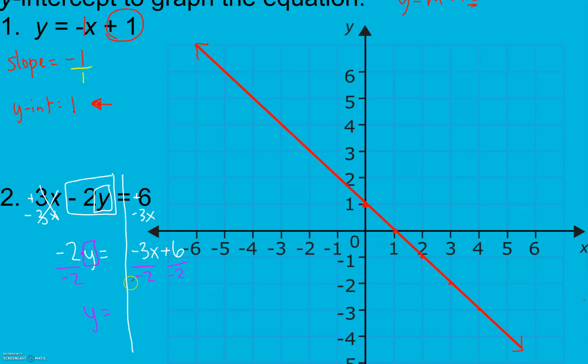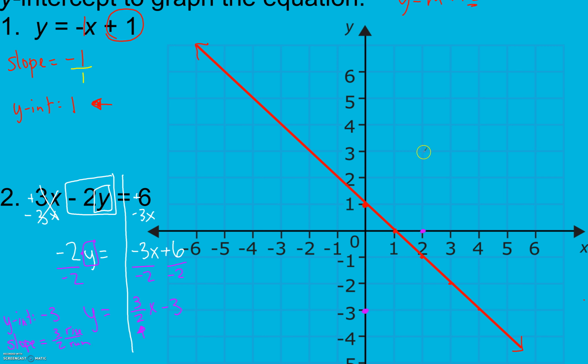So -3 divided by -2 gives me +3 over 2. 2 negatives make a positive. 6 divided by -2 gives me a -3. So here, my y-intercept is my constant, my -3, and that's going to be where I begin, my first point. My slope is 3 over 2, which is my rise over my run. So I'm going to rise 3, run 2.